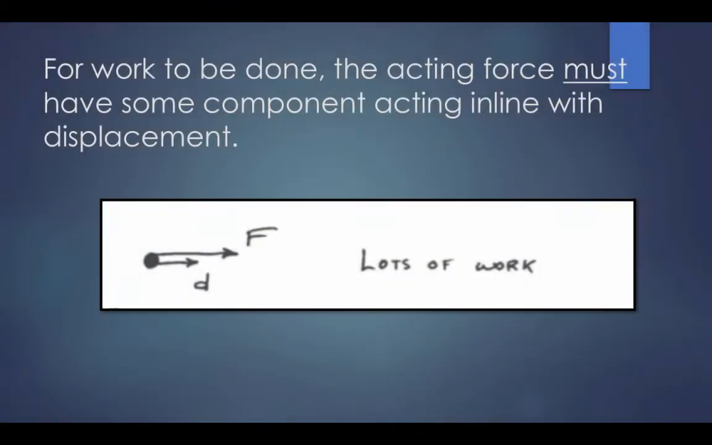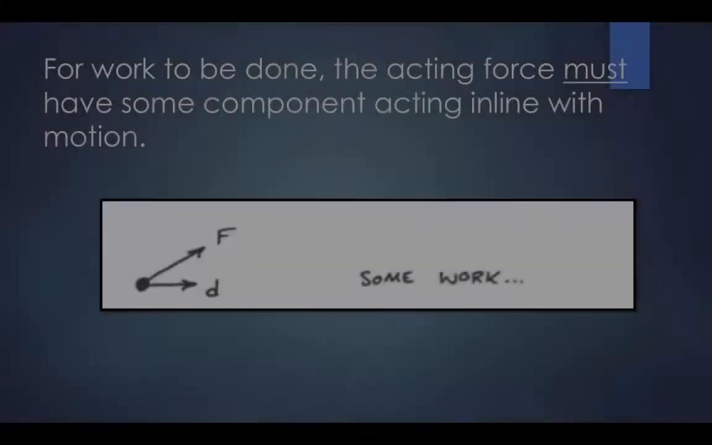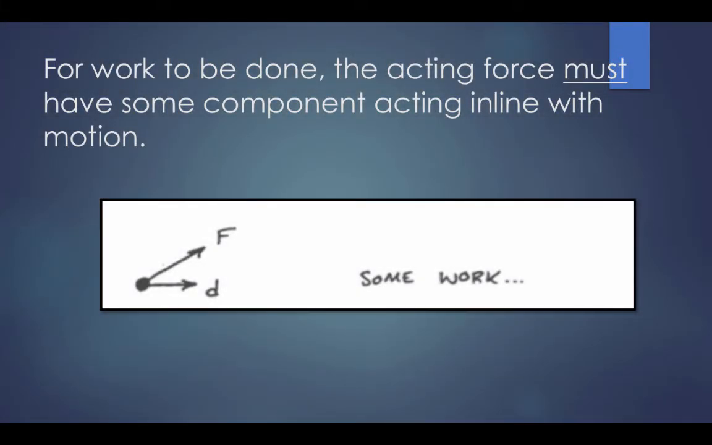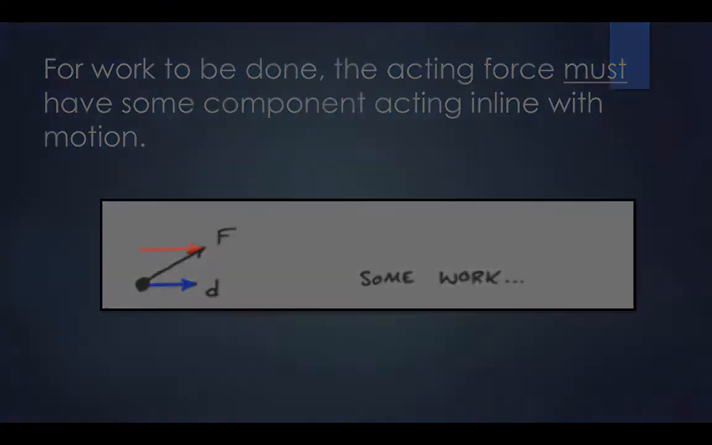For work to be done, the acting force must have some component acting in line or parallel to the displacement. In this example, 100% of the force applied is in line with displacement, which happens to be horizontal. 100% of the force applied is used to do work on the object. This model has the force applied extend off at an angle, so only a component of it is in line or parallel to the object. Less than 100% of the force applied is being used to do work on the object.